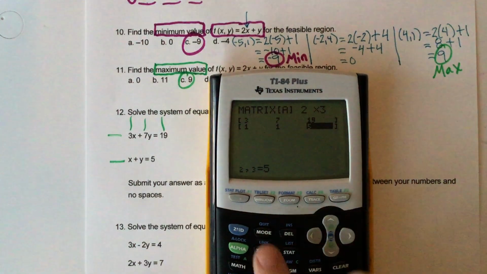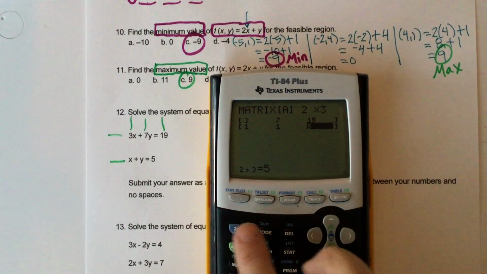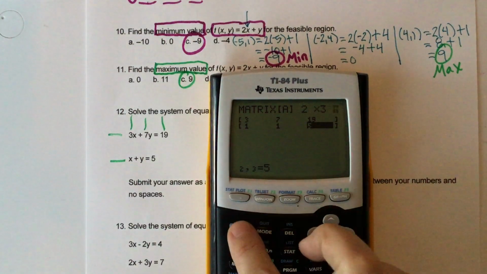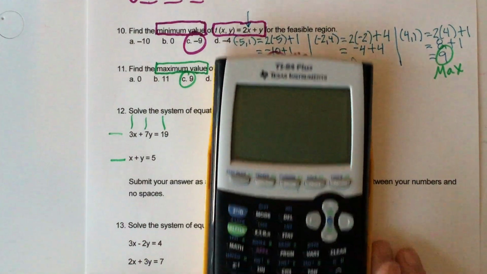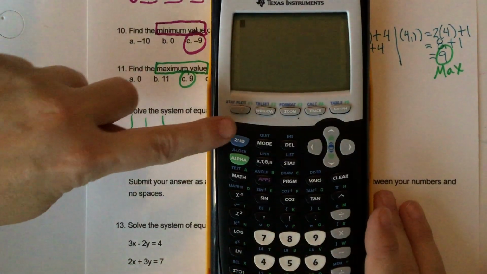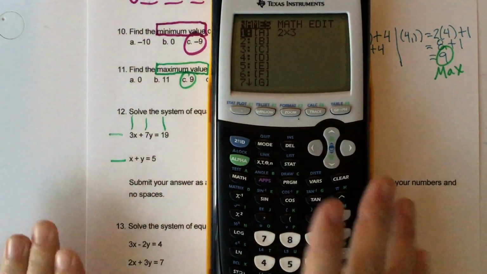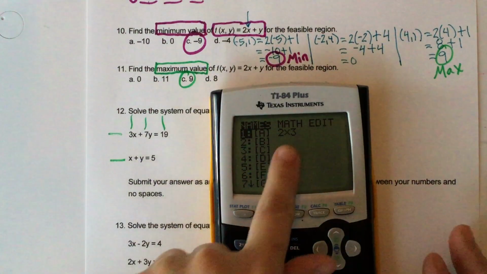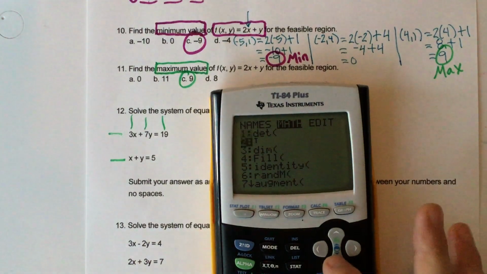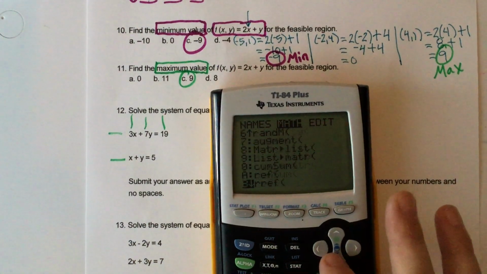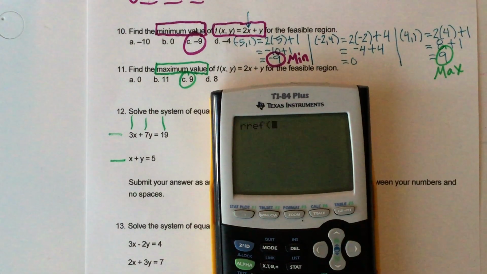Once you get your numbers in, you have to quit the screen. So second mode quits the screen. So second mode, I go back to matrix for time number 2. So second, x to the negative 1. The second time you're in here, you go to math and you look for letter B, RREF. There it is, hit enter.